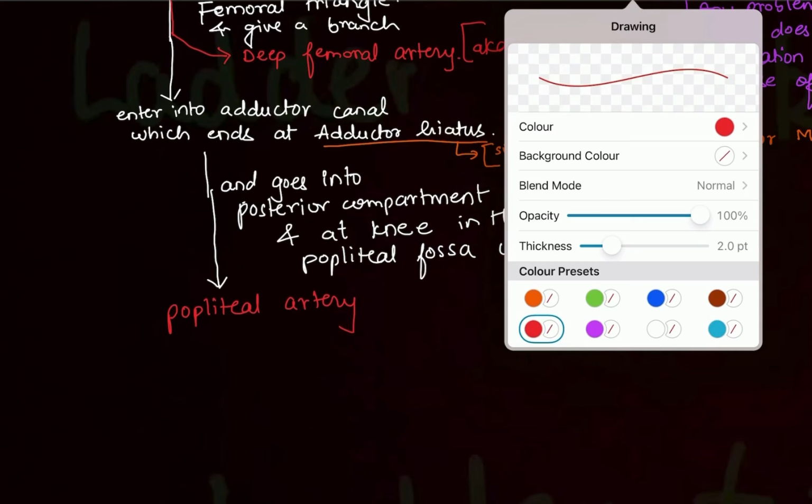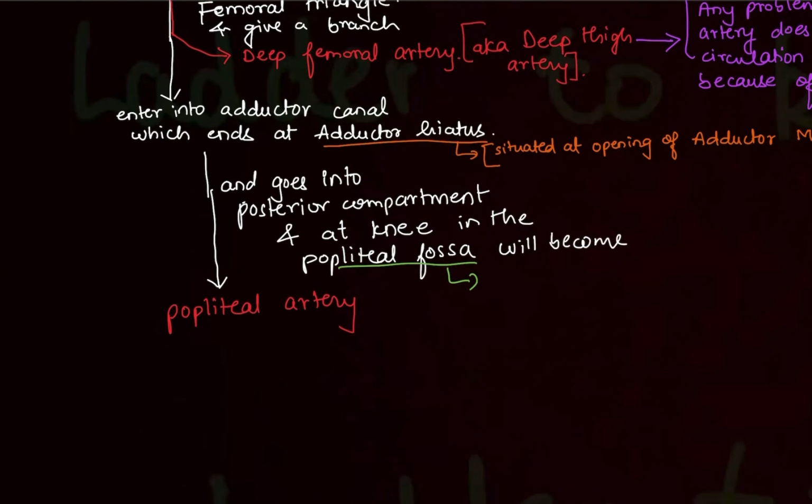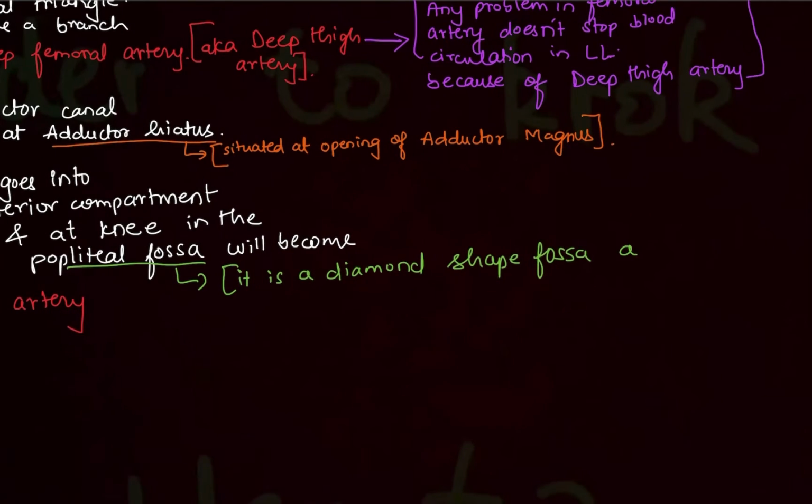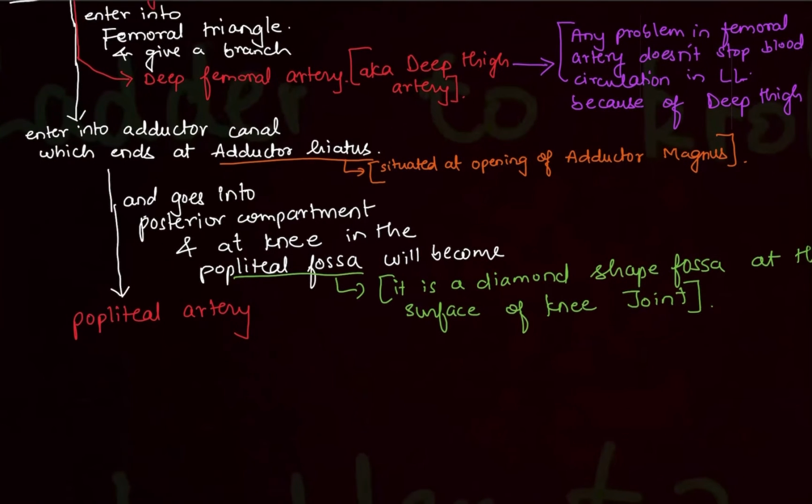Now what is this popliteal fossa? Write down, it is a diamond shaped fossa at the posterior surface of the knee joint. Okay, so now you know the position of the popliteal fossa. There the femoral artery will become the popliteal artery.